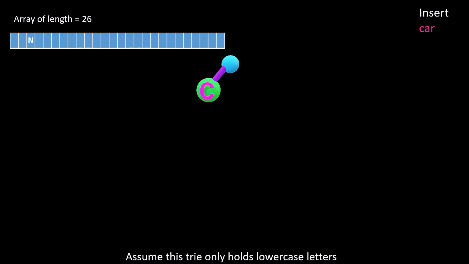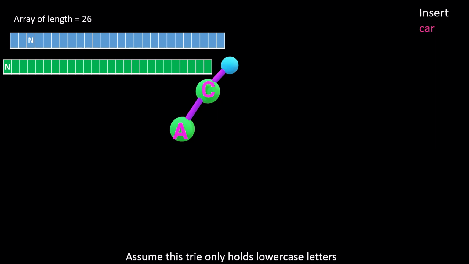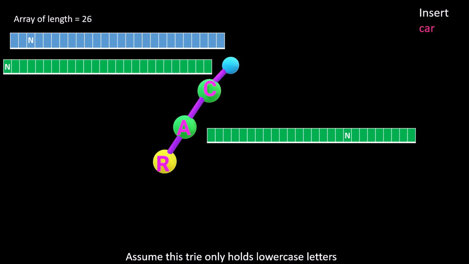We're storing a child node that represents that letter. So we now have our C node. And within that C node, again, we have an array and we store a node that represents the letter A in the first position of this array because A is the first letter of the alphabet. And then we do the same for the R node, which is a child of the A node.